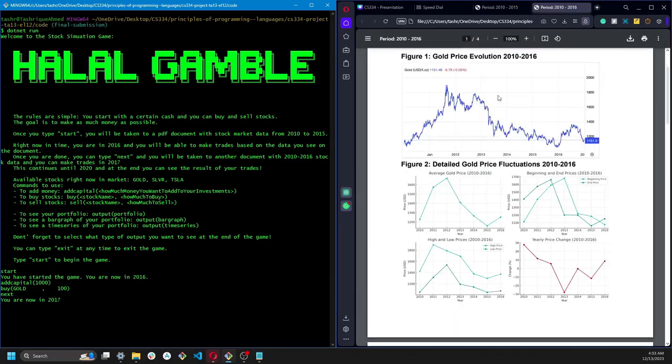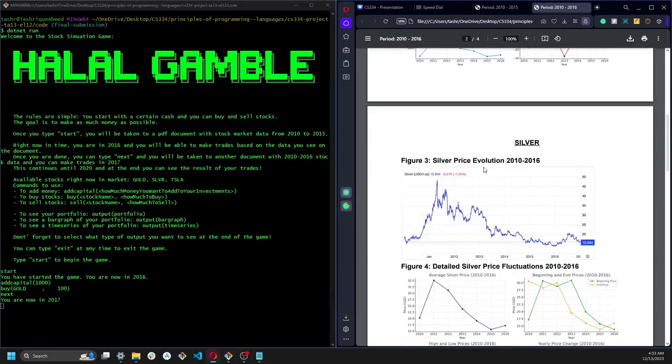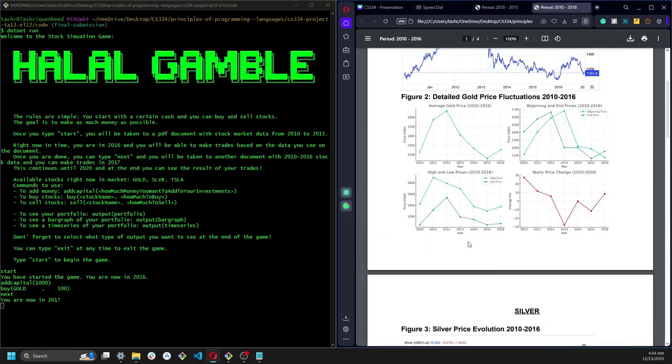Now I'm in 2017, and I can see the stock values of 2010 to 2016 now that a year has progressed. So the price values change, and there is new news available for us to look at. What I'm going to do here is buy silver worth $400, and then I'm going to actually buy some more gold.